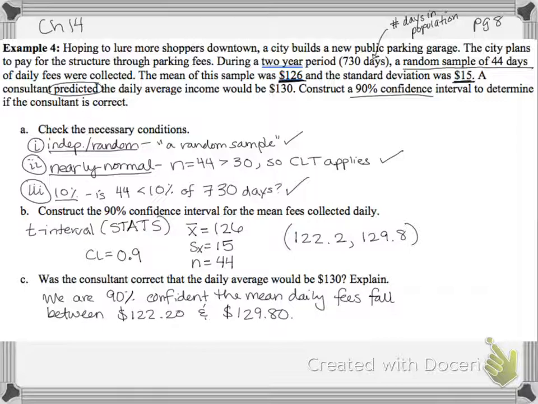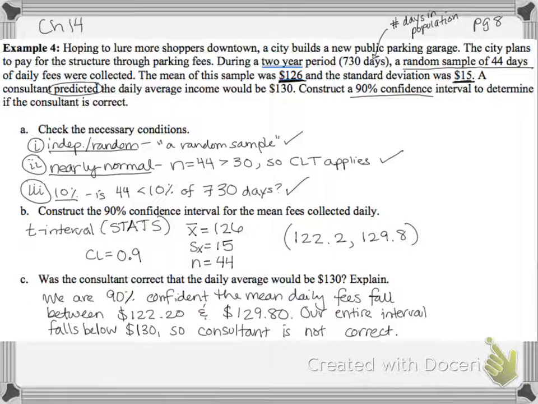And now this is that question of, does the value provided fall within the interval? They said it would be $130. Our interval is below. Our entire interval falls below $130. So the consultant is not correct.